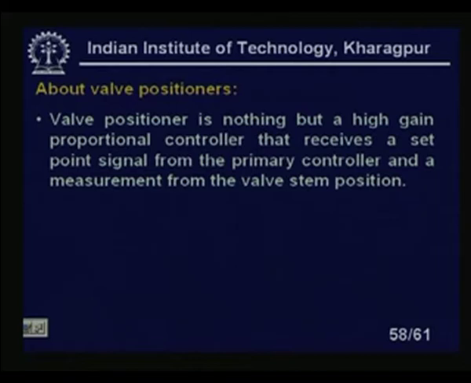A valve positioner is nothing but a high gain proportional controller, which receives a set point signal from the primary controller and a measurement from the valve stem position. I am getting a set point signal from the main controller and I have a stem position. If there is an error, it will make a proportional control signal, which will go to the diaphragm of the control valve. So by this I can get a precise position.